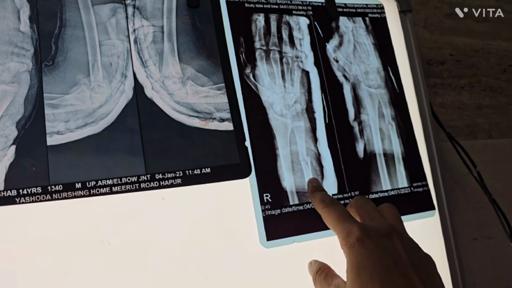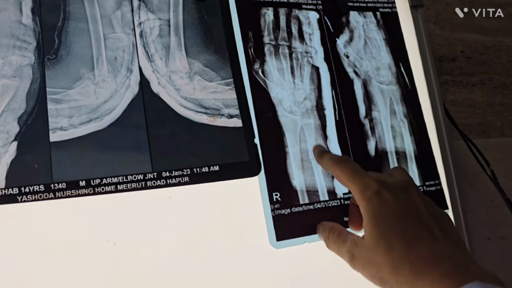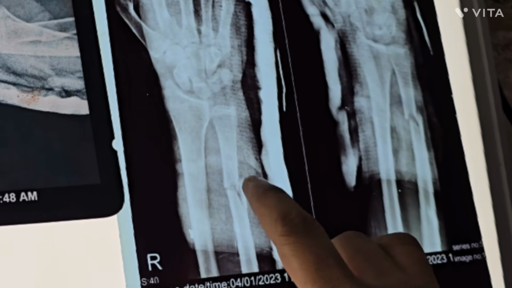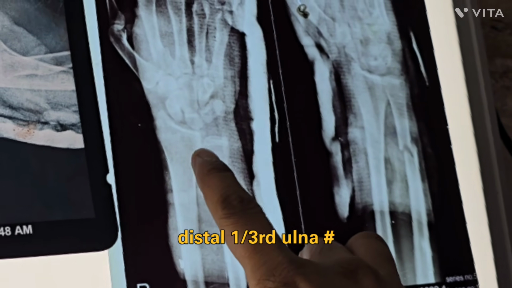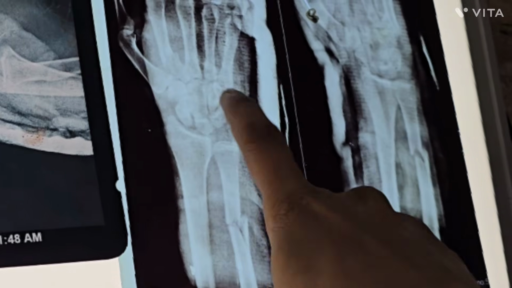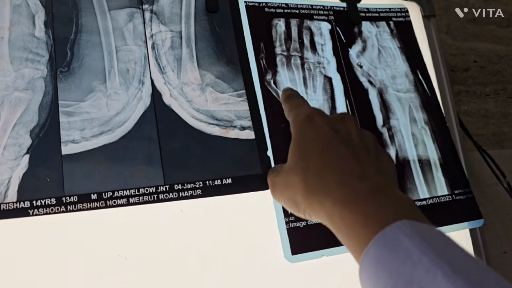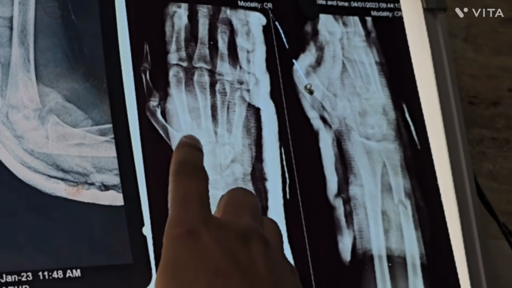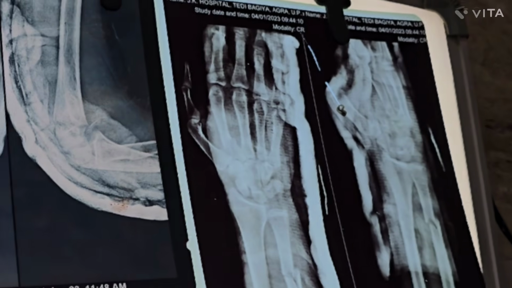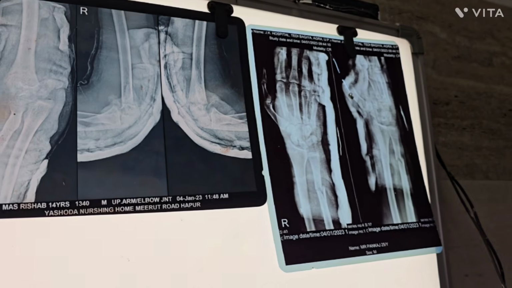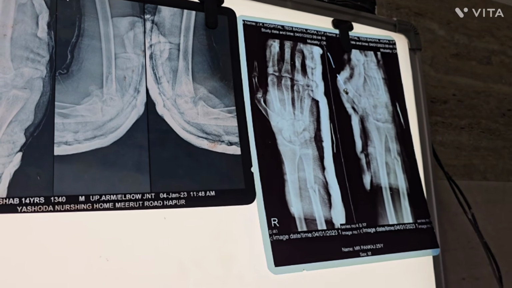This is a skeletally mature X-ray. This is the radius and ulna, and the distal 1/3 of ulna is fractured. The DRUJ is normal. The carpals and metacarpals: but in this case, the second metacarpal is fractured. So what are you going to do in this case? Also you apply the slab.